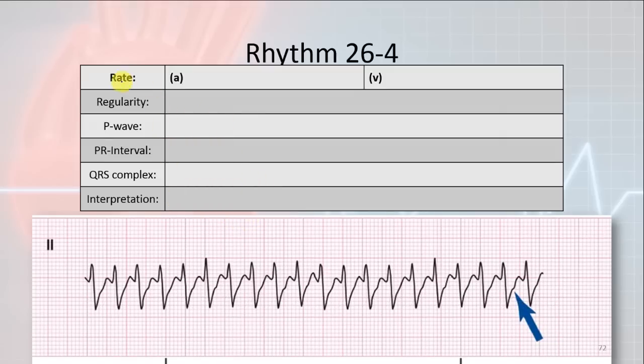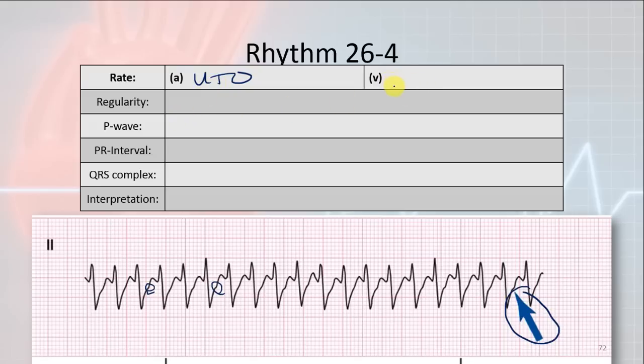Couple more rhythms here. So we have an atrial rate. I don't know what the atrial rate is. The book, once again, was nice enough to give me that little blue arrow right there and show me that that little spot right there might be a P wave. We would not be able to identify that definitively right now, but we would say that the atrial rate is going to be unable to obtain.